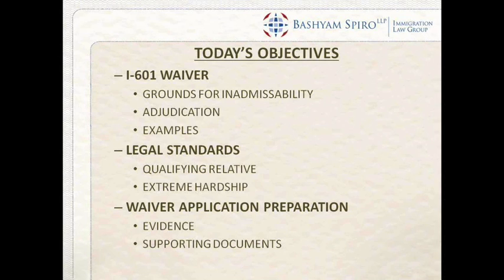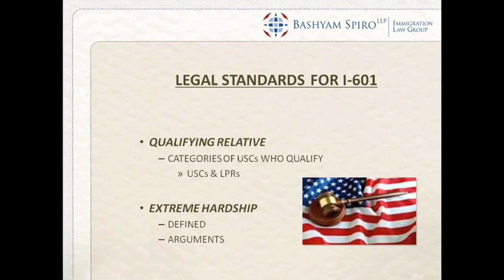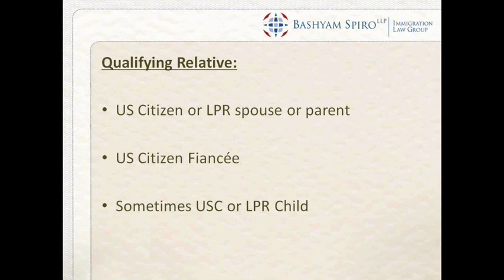We're going to split this webinar down into 3 different segments. Now, our second section in our webinar today is to discuss the actual legal standard for an I601 waiver. And there's 2 main things. First of all, an applicant for an I601 waiver has to have a qualifying relative, and there also has to be extreme hardship. For pretty much any case, it's always going to be your U.S. citizen or permanent resident, spouse, or parent. Sometimes a U.S. citizen or permanent resident child is also a qualifying relative, but not in most cases.